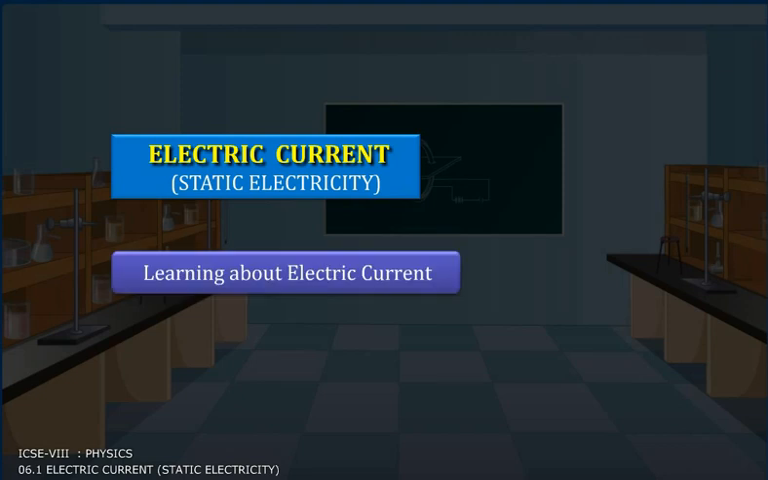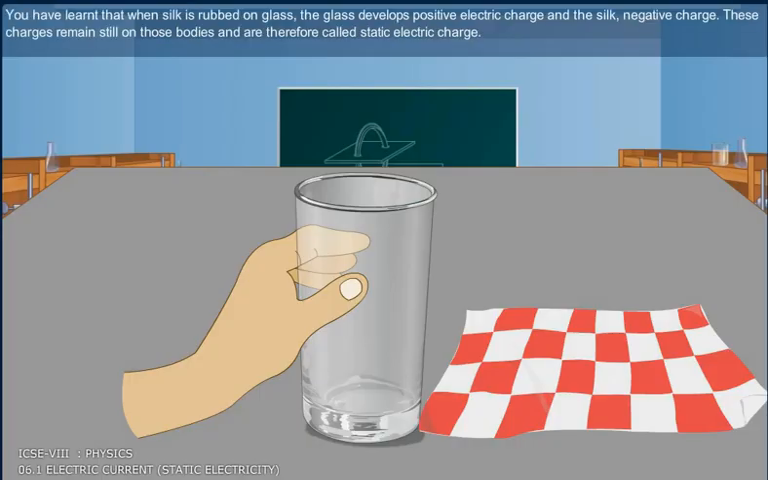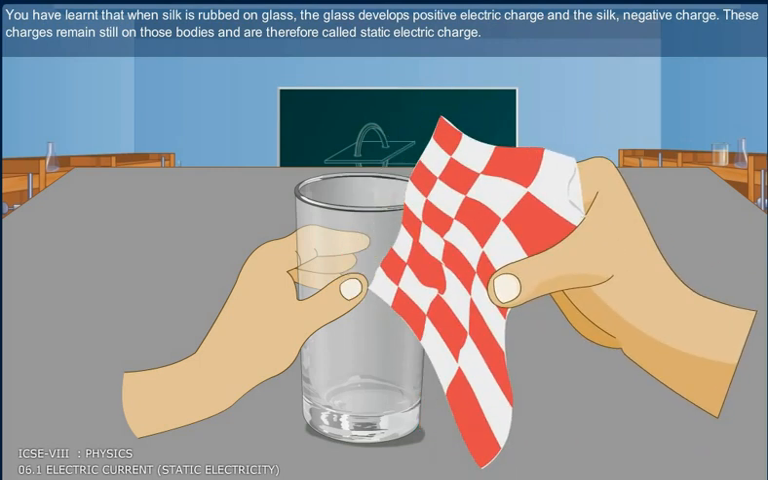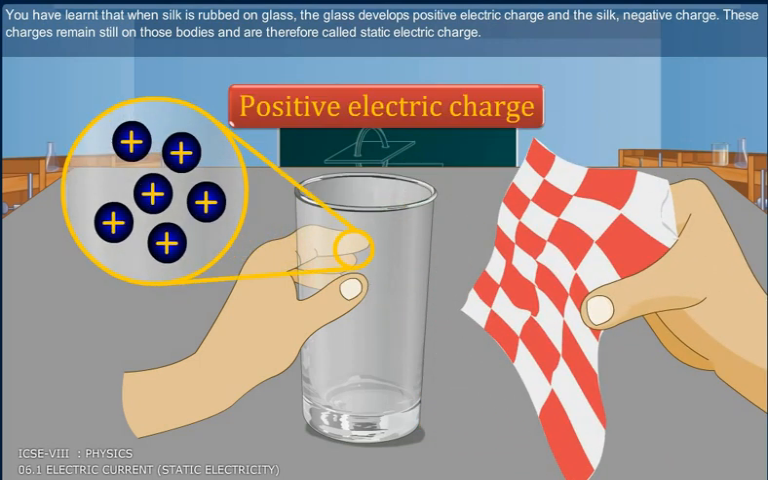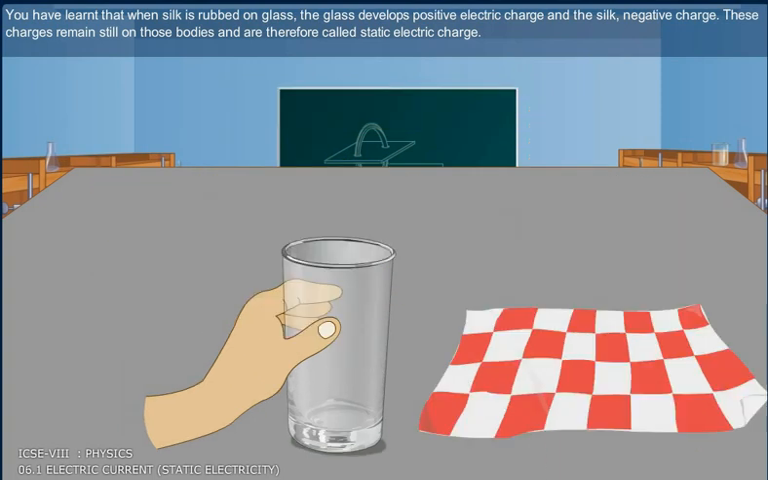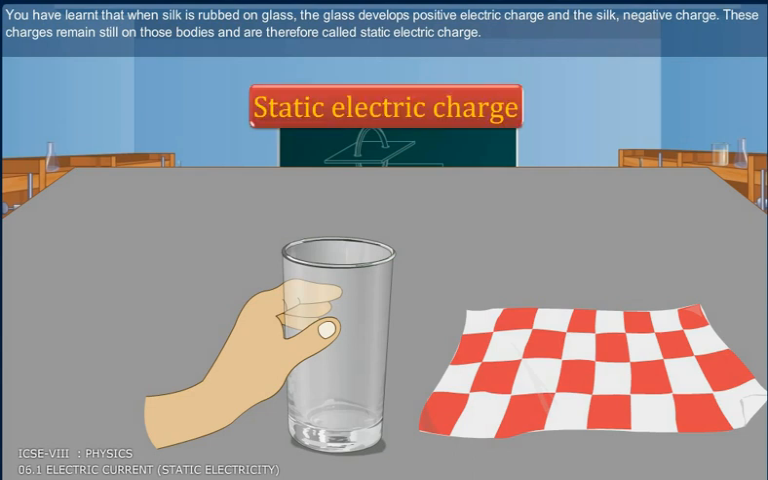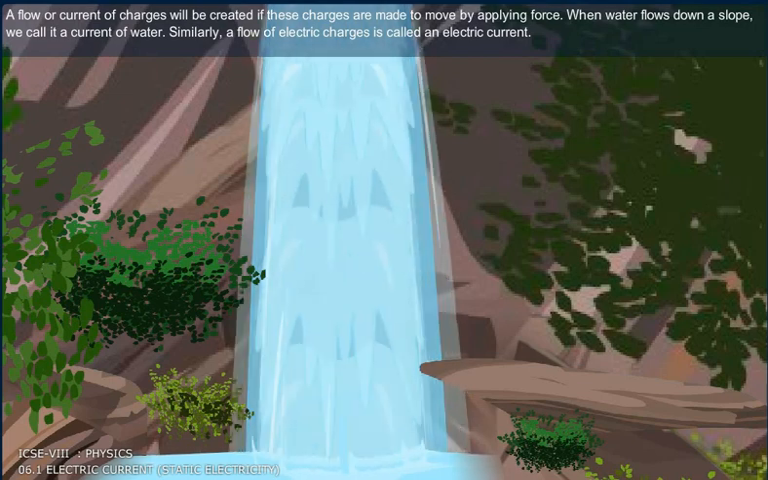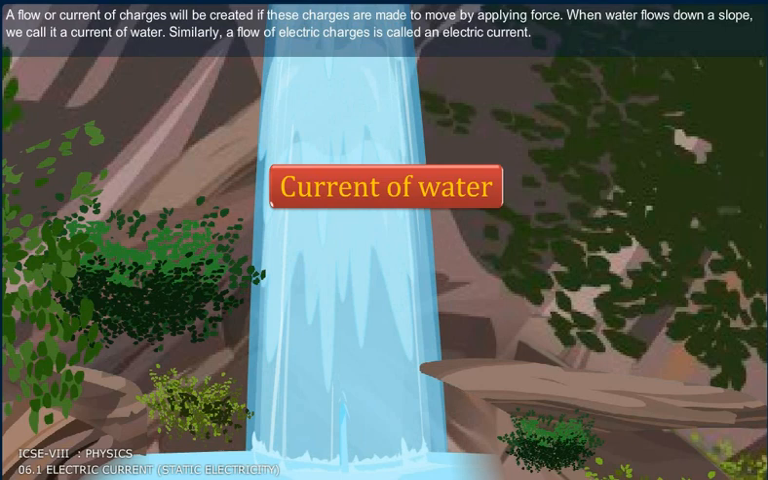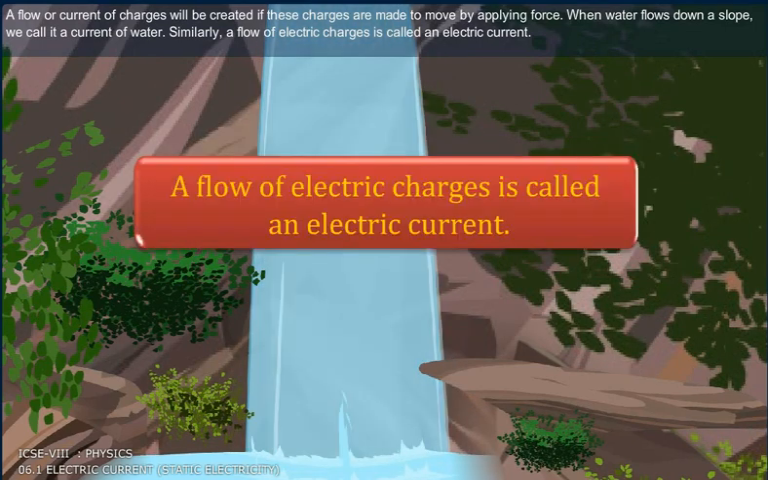Learning about electric current. You have learned that when silk is rubbed on glass, the glass develops positive electric charge and the silk negative charge. These charges remain still on those bodies and are therefore called static electric charge. A flow or current of charges will be created if these charges are made to move by applying force.